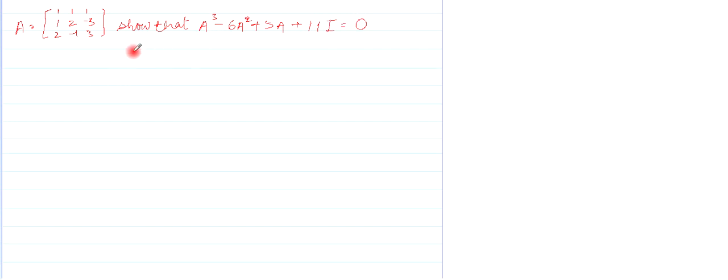To find the value of this expression, you can find the value of A cube. So how will you find the value of A cube? First we find A square. A square means A into A, matrix A multiplied by matrix A. Then after that we find A cube. A cube is A square into A, right? So by this way we can get the value of A cube.